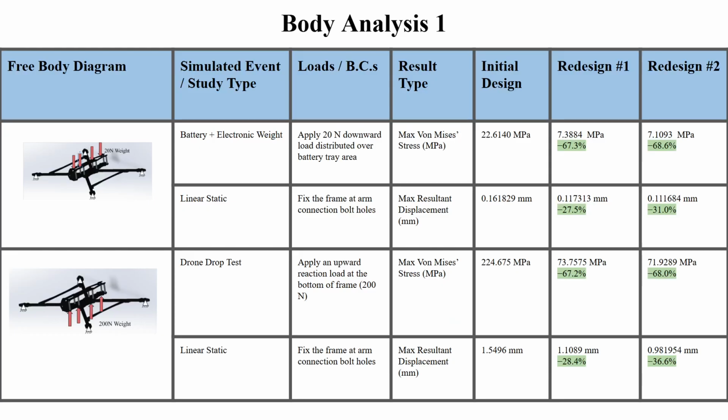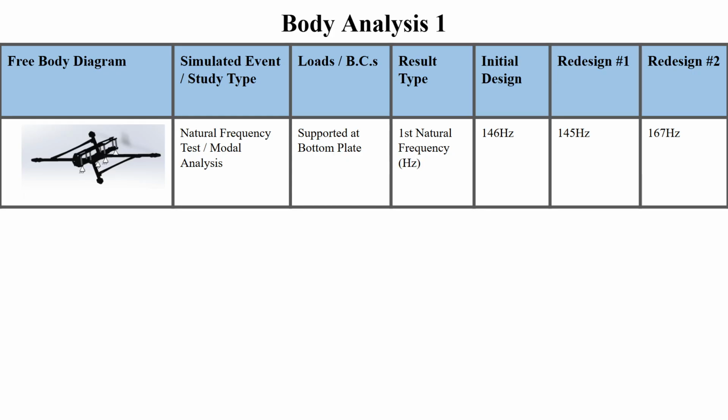Testing across battery loading, drop impact, and modal analysis showed that both redesigns significantly improved the performance over the initial design. Redesign number 1 reduced stress and displacement through weight reduction, while redesign number 2 performed the best overall, reducing stress by nearly 69% and displacement by up to 36%. It also increased the natural frequency to 167 Hz, indicating a stiffer and more stable structure.